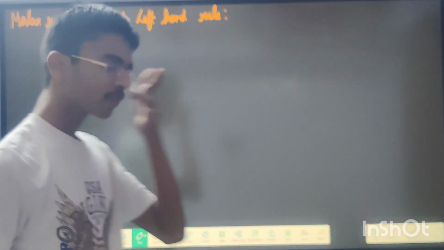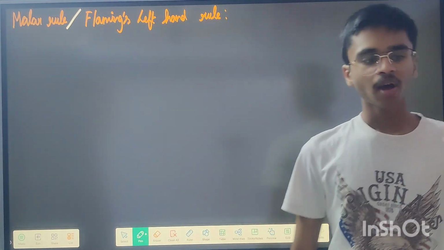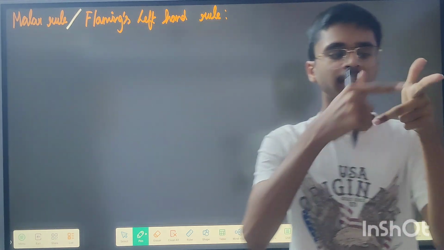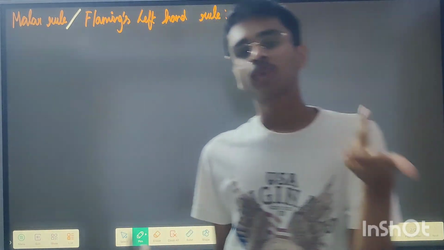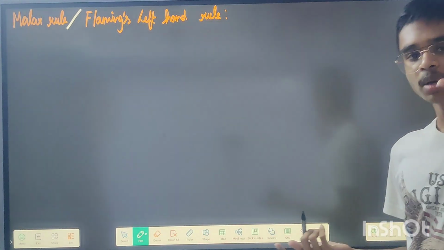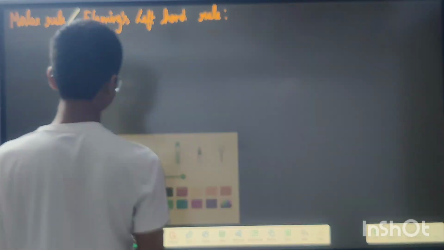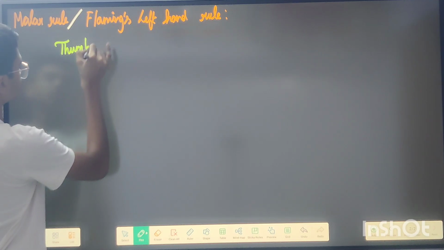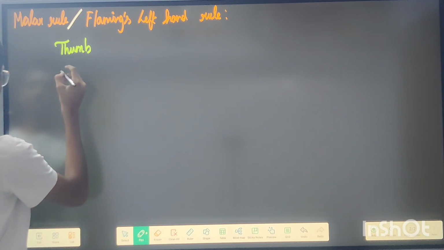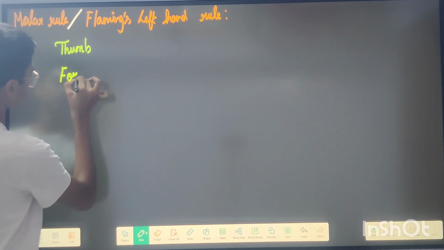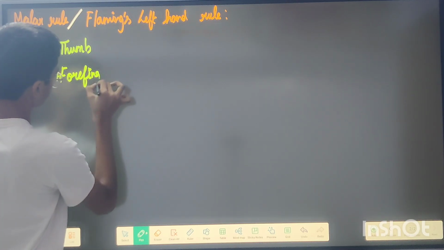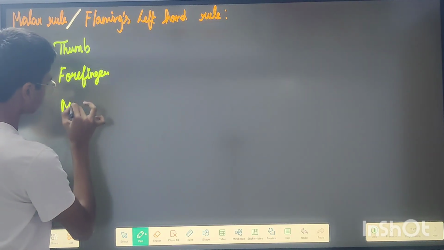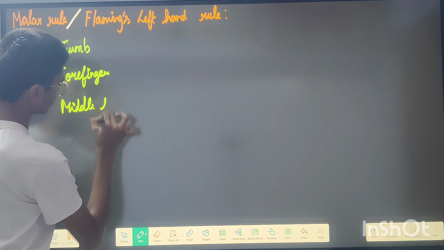Very simple. You have to take your left hand. Now after taking your left hand, you have to take only these three fingers and make them perpendicular to each other, like X, Y and Z axis. Now you have made them perpendicular to each other, right? Now your thumb represents, then your forefinger represents, and at last but not the least, your middle finger represents.